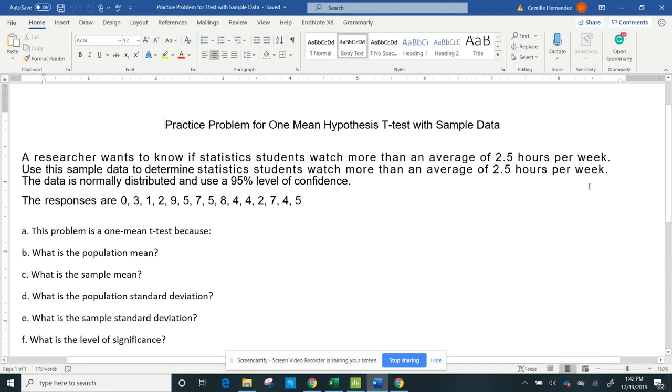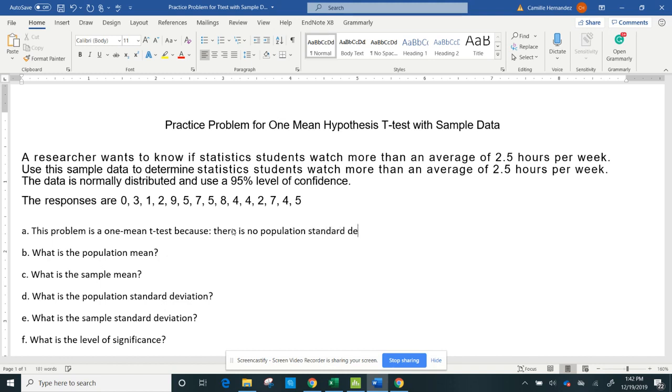The first question is, the problem is a one mean t-test because there is no population standard deviation. That's the biggest deal about that one. Then when I go down to D, it says, what is the population standard deviation? Don't put 0, put none. None is given. NA, something like that. Never put 0, because remember in statistics, 0 is a number and we can hold that as a value.